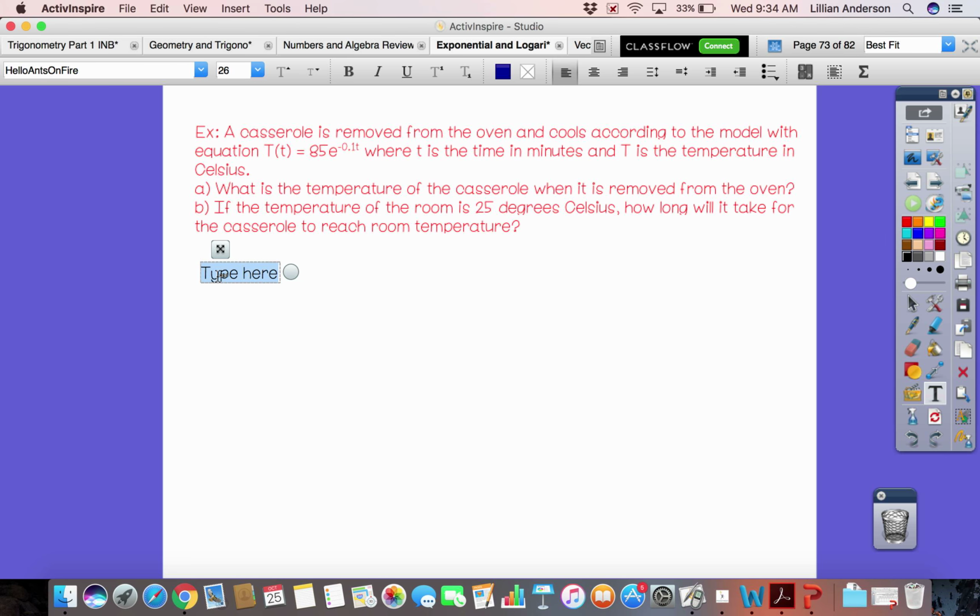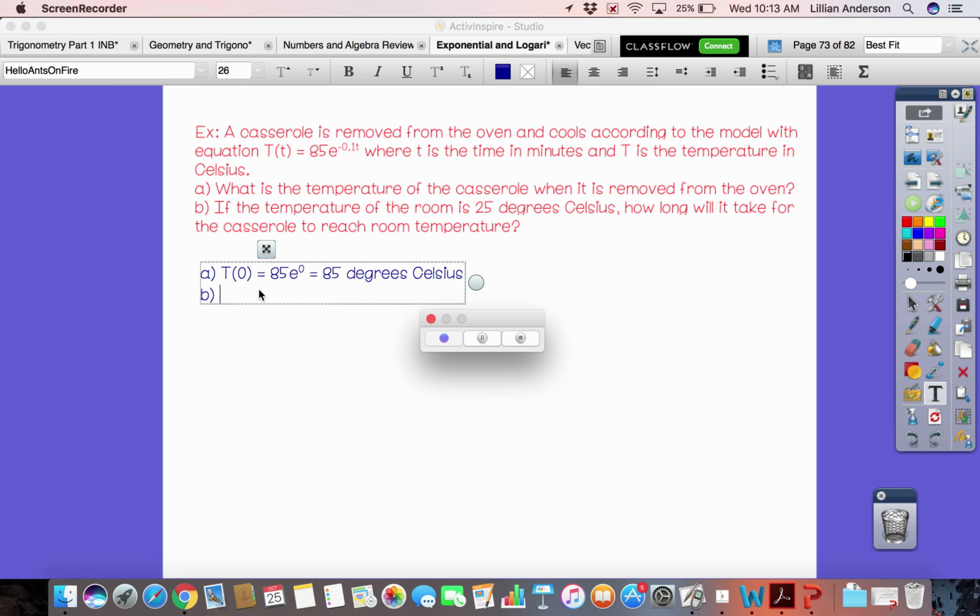So we are going to plug in 0 for t because we're looking for the initial temperature when it was removed from the oven. When you plug in 0, that would be 85e raised to the 0 power. And of course, we know that anything to the 0 power is 1. So that means it's going to be 85 degrees Celsius. I am going to type this out because going into the symbol system to pull out the actual symbols is going to be a little too much for me.